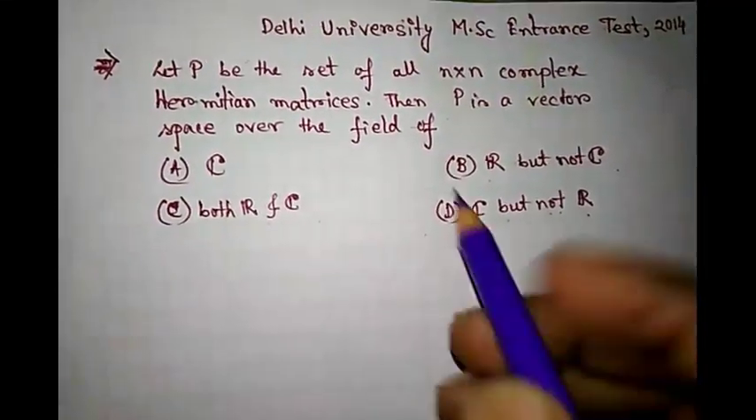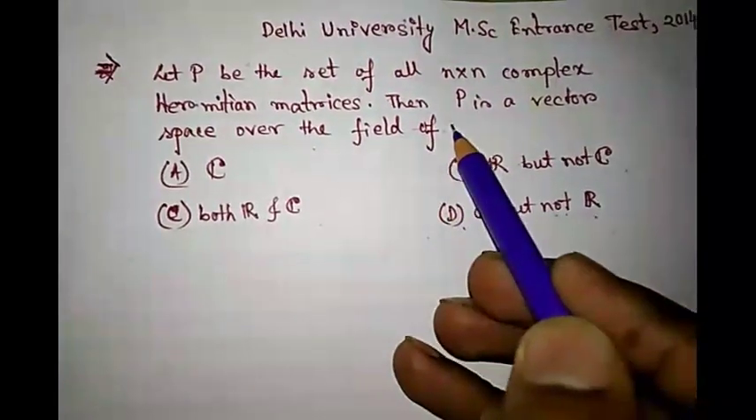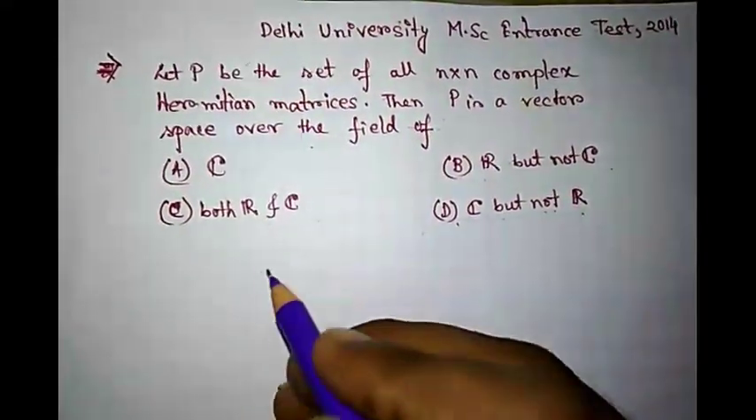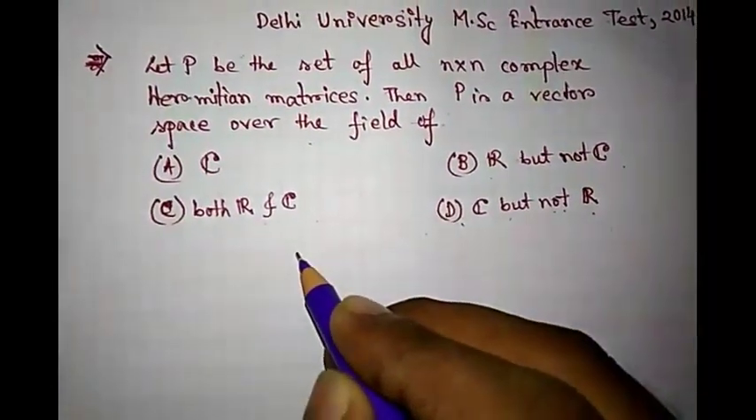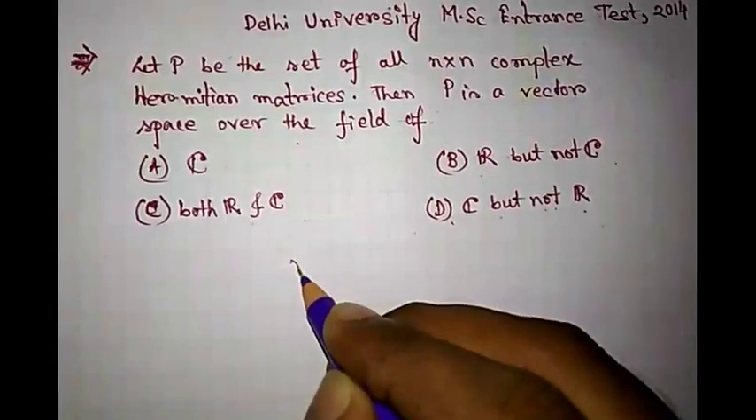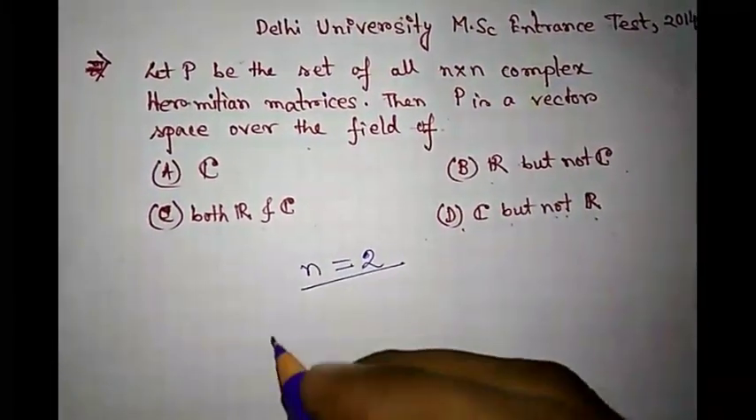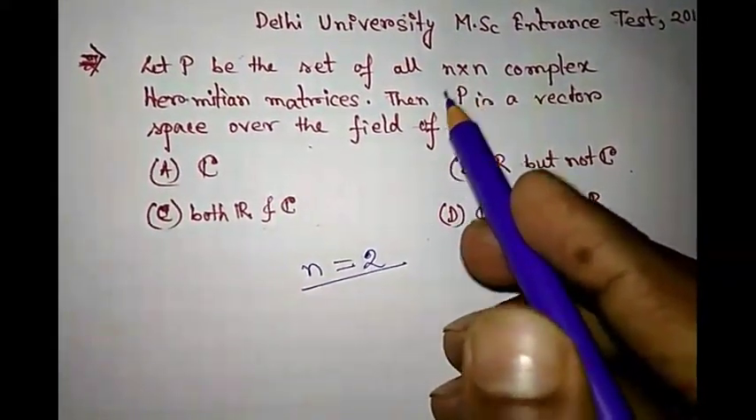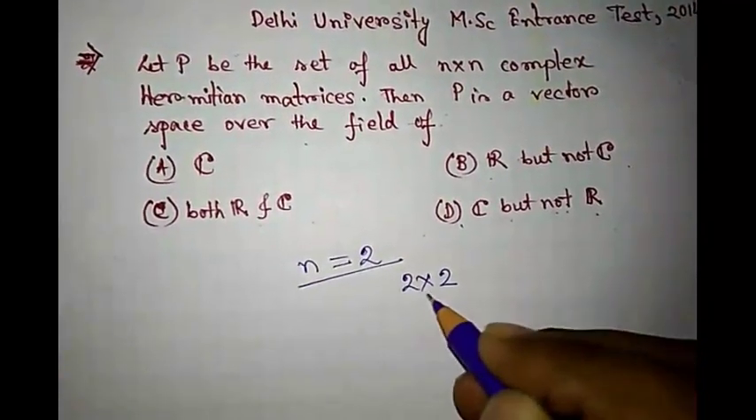Okay, so here given that P is a vector space over a field, we have to find the field. Now what is P? P is the set of all n by n complex Hermitian matrices. So for better understanding, we choose n to be 2. So we will solve the problem for all 2 by 2 complex Hermitian matrices.